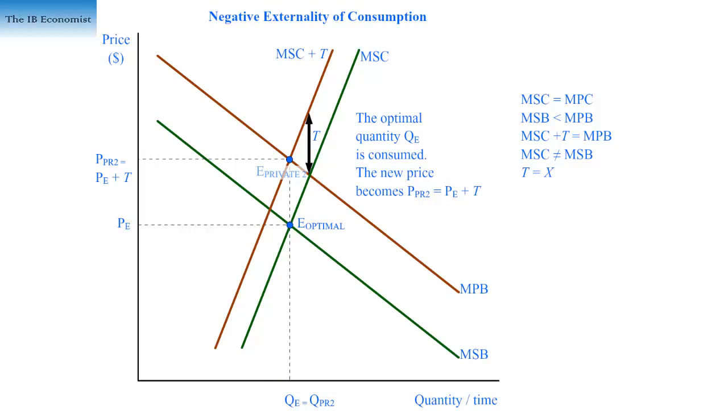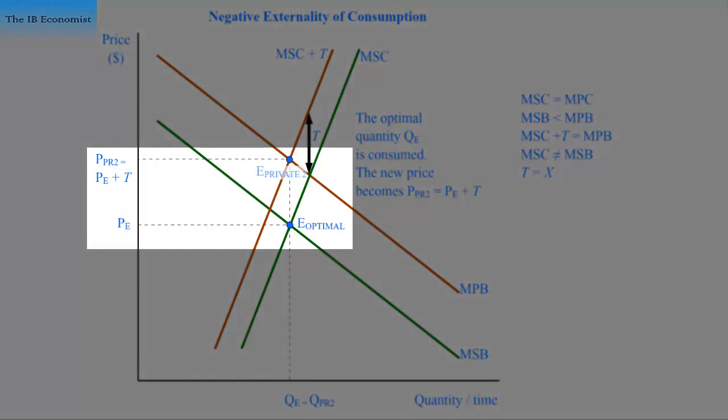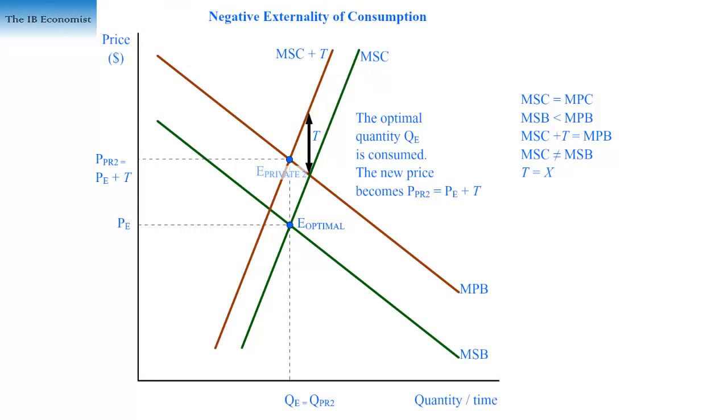However, the government would be able to generate quite a bit of revenue. And if you're a higher level student, you should be able to spot that the tax revenue to the government would be equal to the area of the rectangle PPR2, E private 2, E optimal, and PE. What to do with this money would be a choice that the government has to make, but usually the money collected from taxes on smoking would be best spent if invested in healthcare, so that the government can build more hospitals, can provide better healthcare services, and can maintain the population in good shape.